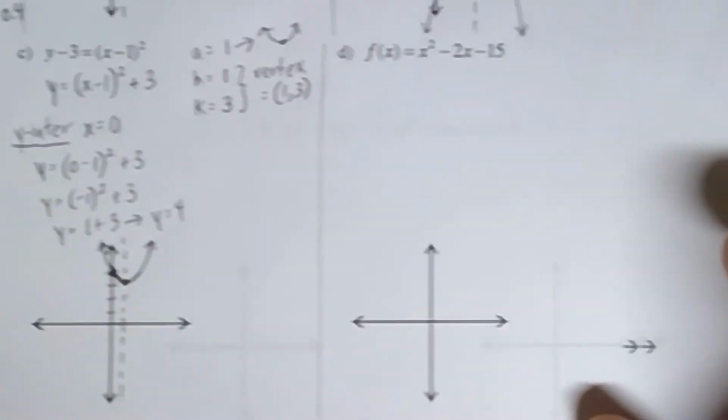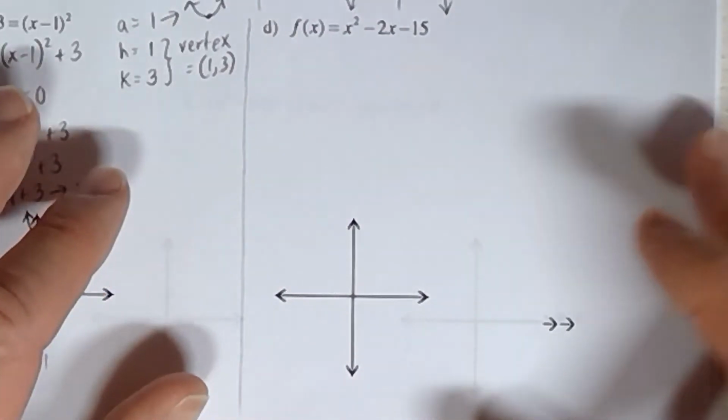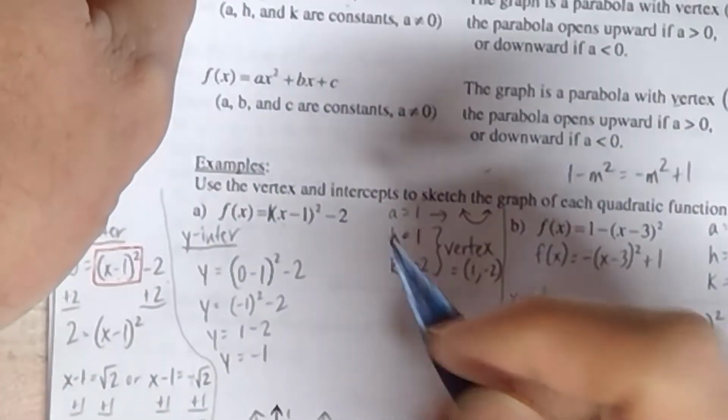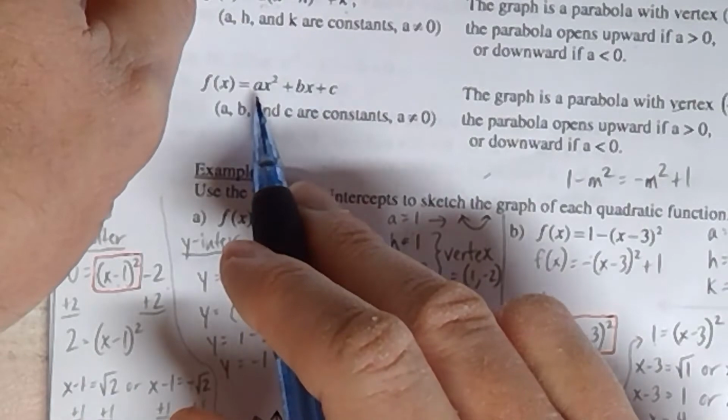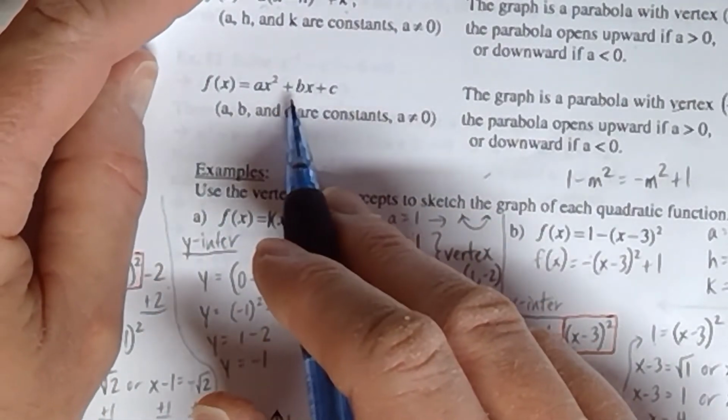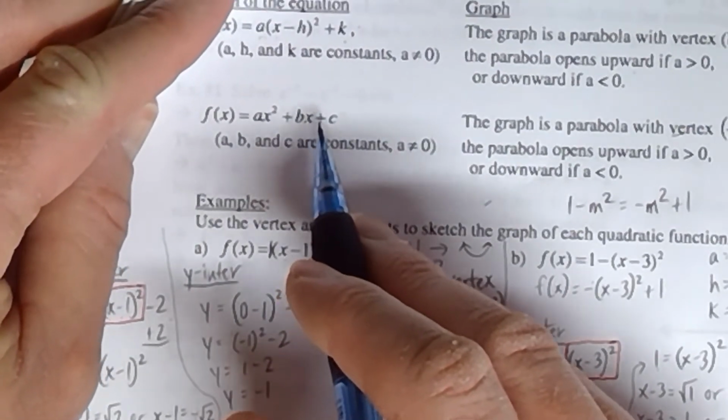Okay, moving over here to problem D. Obviously, this doesn't have the bracket squared in it, but it does fit into this right here where you got the x squared term, the x term, and the constant term. You can have minuses in between. They don't have to be pluses. All right, minuses are okay.